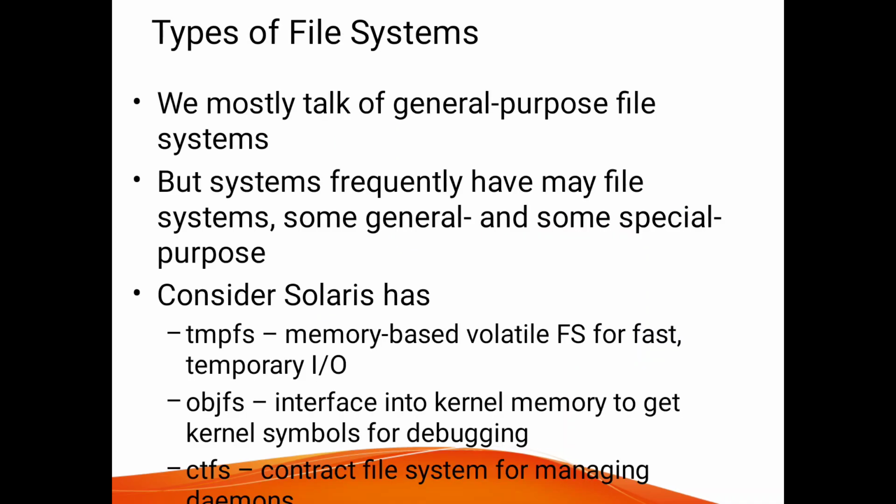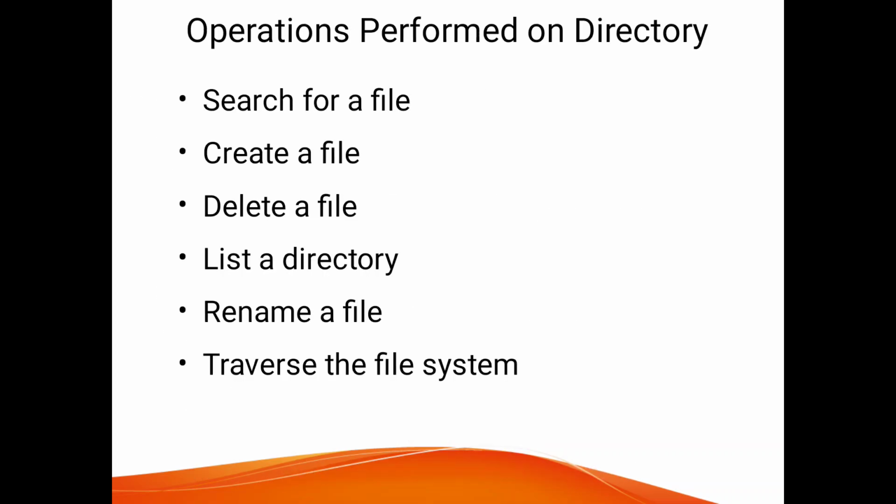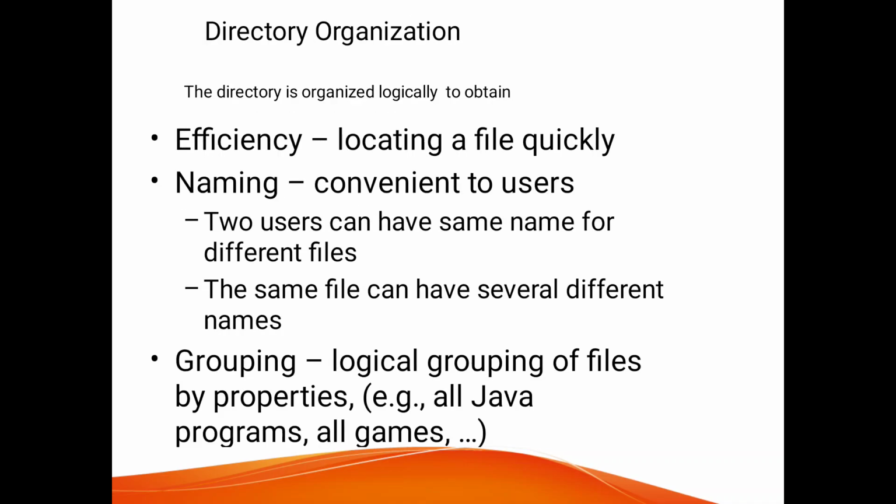So for the types of file systems, we mostly talk of general purpose file systems. But systems frequently may have file systems of both general and special purpose. Consider the systems with tmpfs, object files and procfs. The operations performed on a directory are: search for a file, create a file, delete a file, list a directory, rename a file, and traverse the file system.